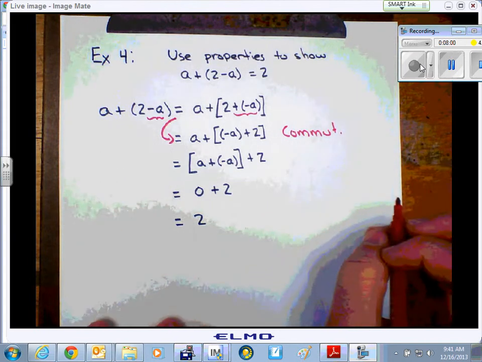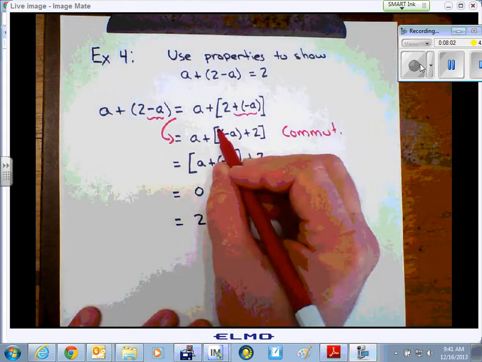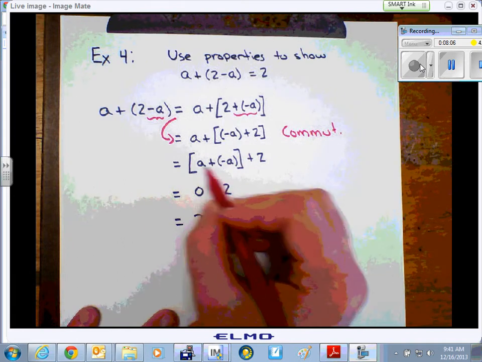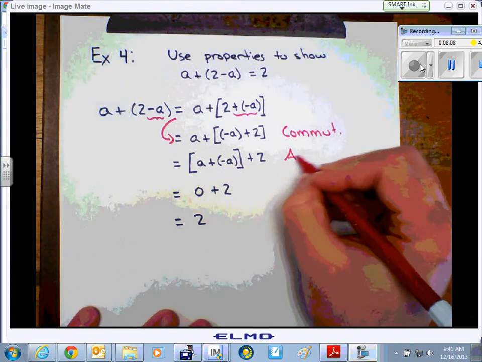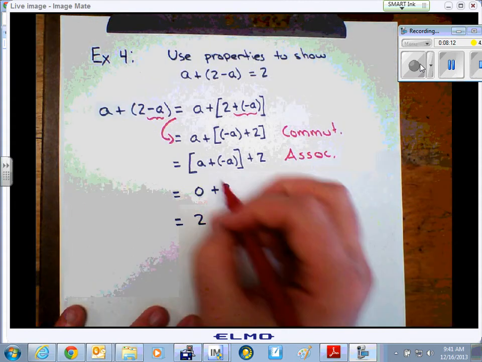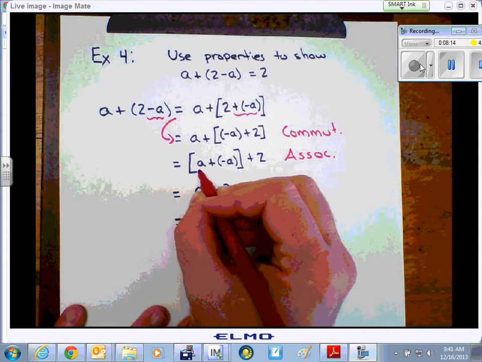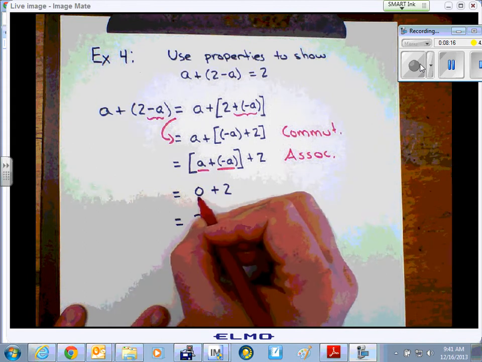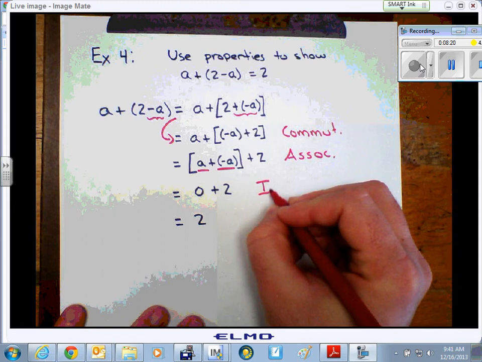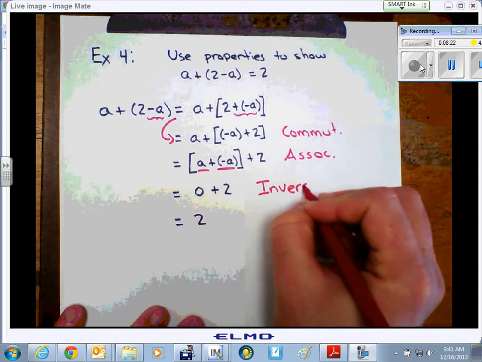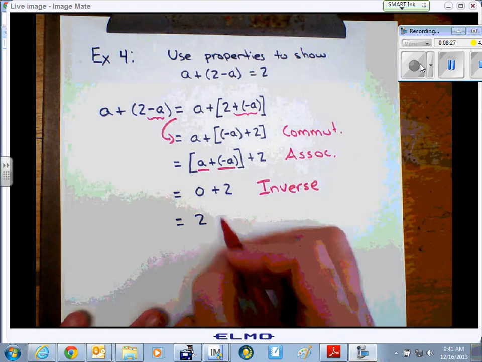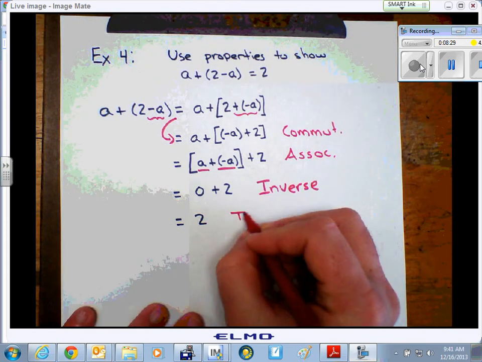Okay. And then if you notice, they have these brackets. They were around the negative A plus 2. Now they're around the A plus negative A. That is the associative property. And then what happened was you've got A plus negative A that turned into a 0. Okay, A plus negative A, that's the inverse property. And then the last one, 0 plus 2 got me 2. You add a 0, that is the identity property.